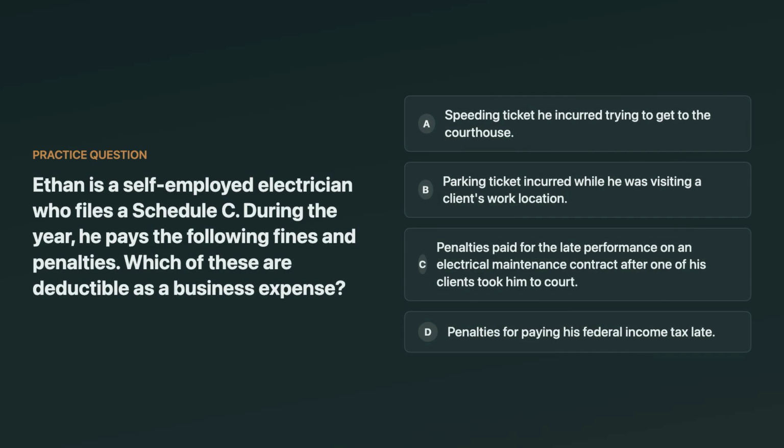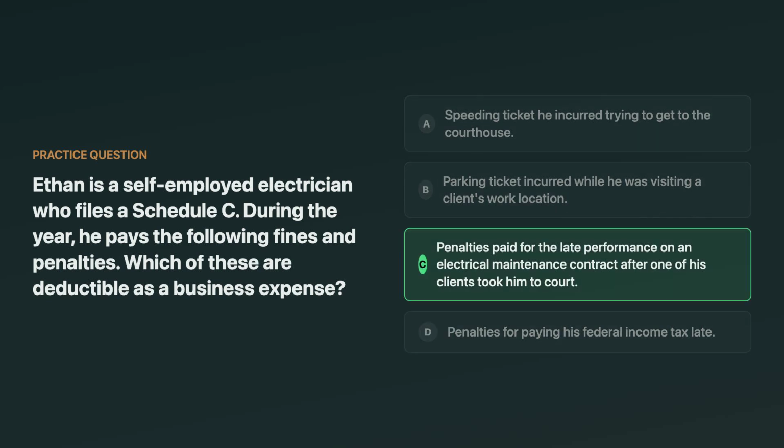Ethan is a self-employed electrician filing Schedule C. During the year, he pays several fines and penalties. Which one is deductible as a business expense? A speeding ticket while rushing to the courthouse, a parking ticket while visiting a client's worksite, penalties for late performance on an electrical maintenance contract after the client took him to court, or penalties for paying his federal income tax late. Think about it.